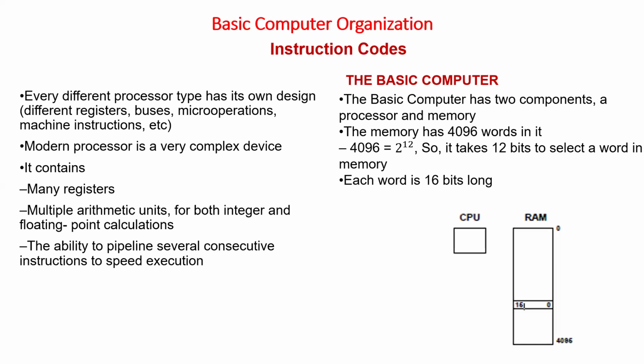Now we have a basic computer organization. Earlier we have seen digital computers and their peripheral devices. Now we are going to see what requirements there are for the computer to perform the operations. So let's start, in continuation of that, with the first topic: the instruction codes.